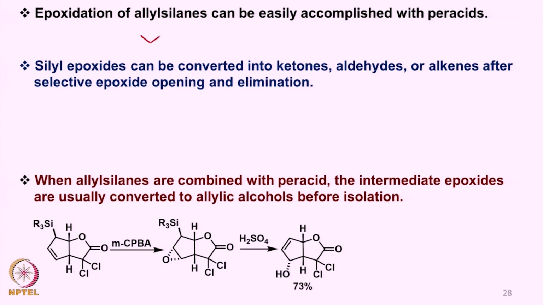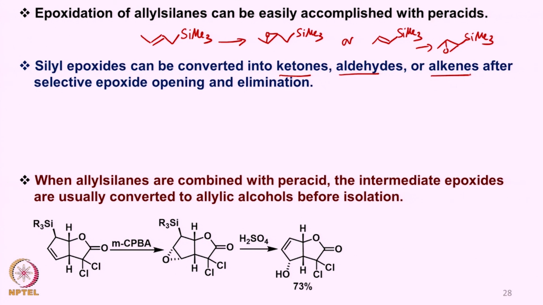So you have an allyl silane of any kind that can be reacted with a peracid to form the epoxide of the allyl silane in this particular fashion, and products of this kind, or even from the vinyl silane, you can also generate epoxides from vinyl silane, and all these epoxides lead to the formation of different kinds of ketones, aldehydes or alkenes after selective epoxide opening and elimination.